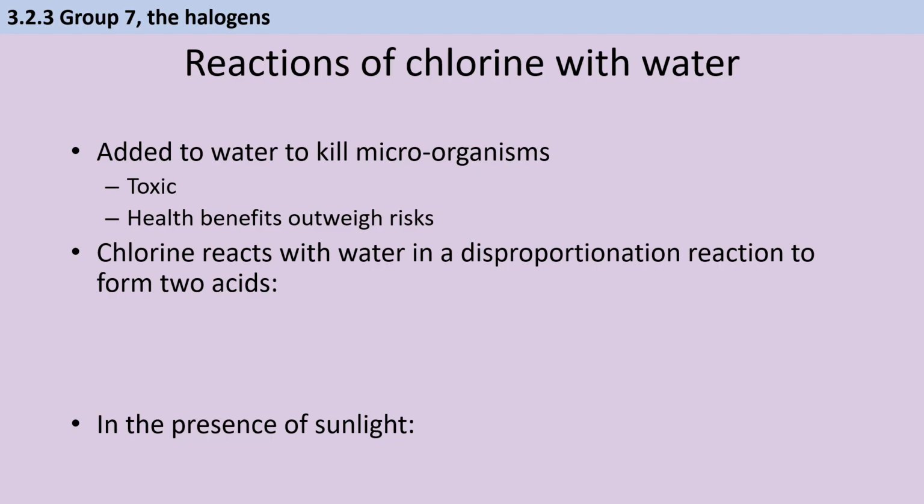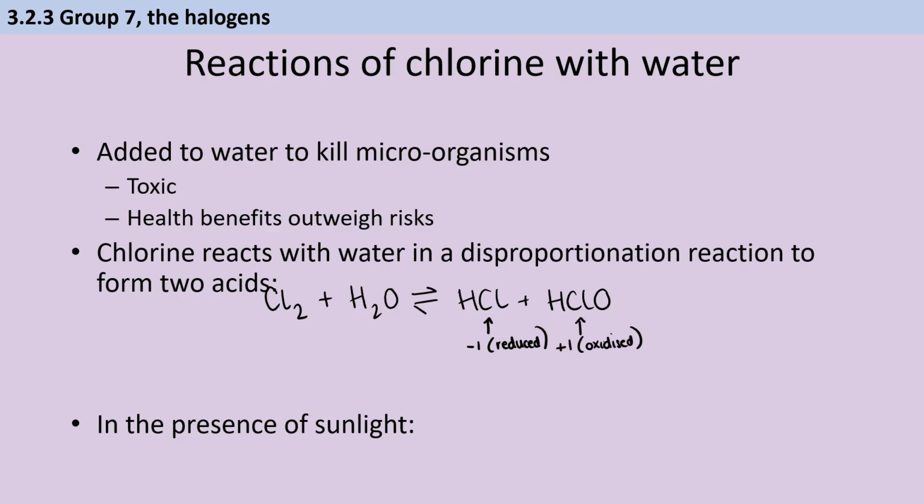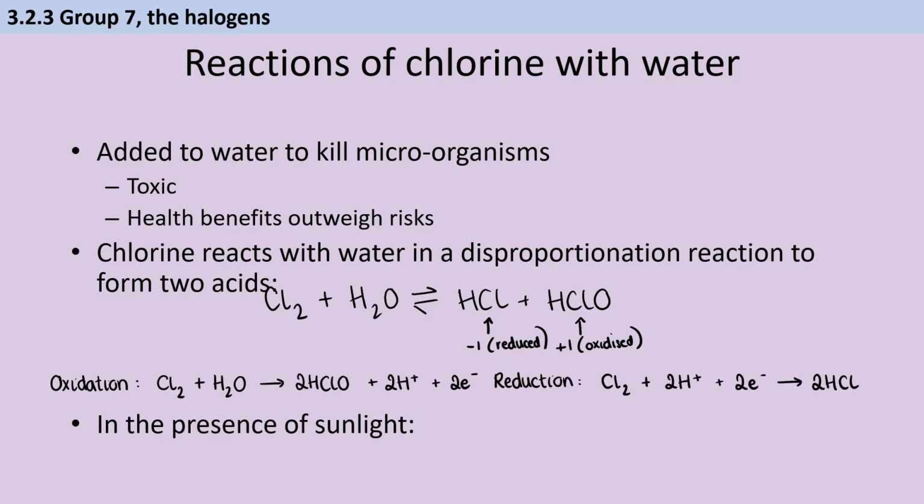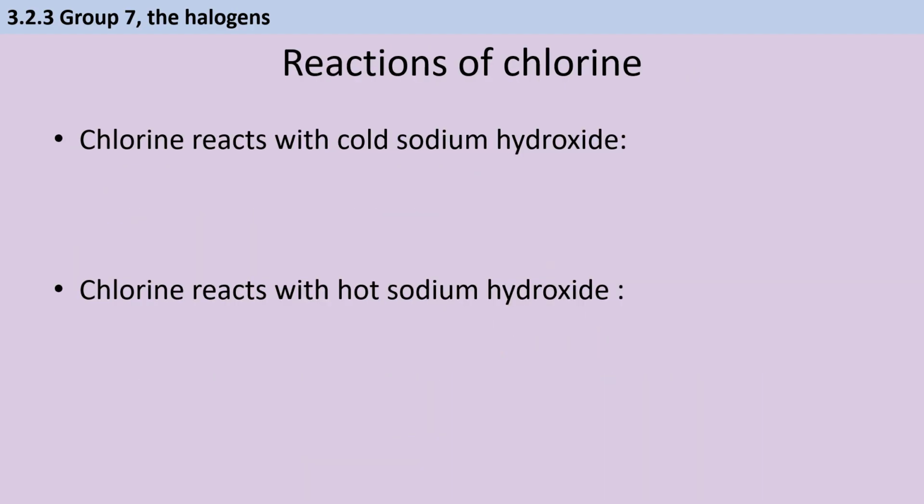Chlorine can react with water in two different ways, depending on whether sunlight is available or not. When there's no sunlight, we see the chlorine reacting with water to make two different acids, hydrochloric acid and chloric acid. This is described as a disproportionation reaction because the chlorine is both reduced and oxidised, going from an oxidation state of 0 in chlorine to -1 in hydrochloric acid and +1 in chloric acid. And we can describe these processes using half equations. In the presence of sunlight, we see a different reaction being undergone, and as well as hydrochloric acid, we also have the production of oxygen gas.